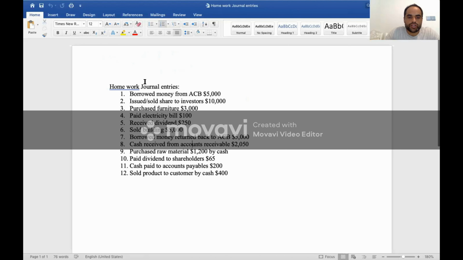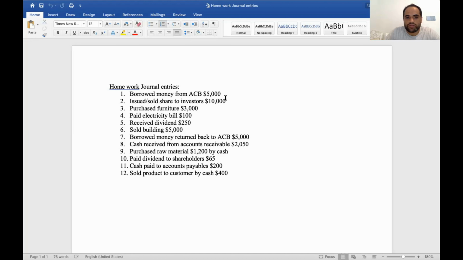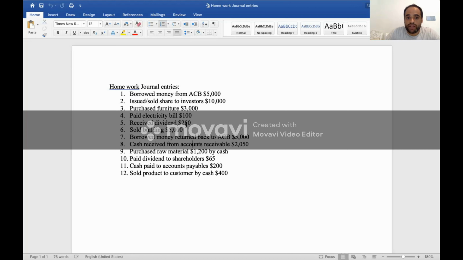That's your journal entry. You have 12 source documents, so you need to make a journal entry from each source document. Borrowed money from ACB, 5,000. Issued or sold shares to an investor, 10,000. Purchased furniture, 3,000. Paid electricity bill, 100. Received dividend, 250. Sold building, 5,000. Borrowed money returned back to ACB, 5,000.